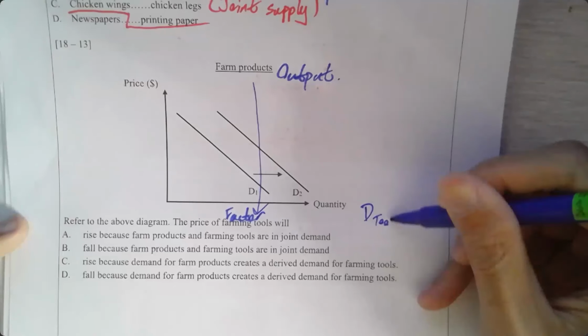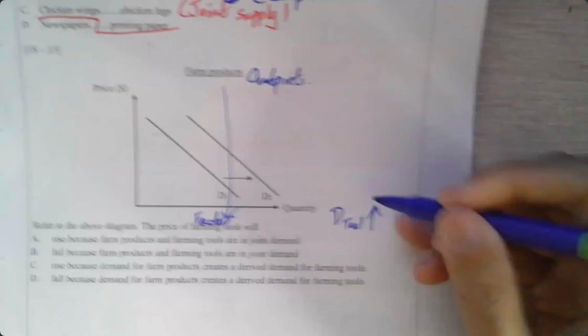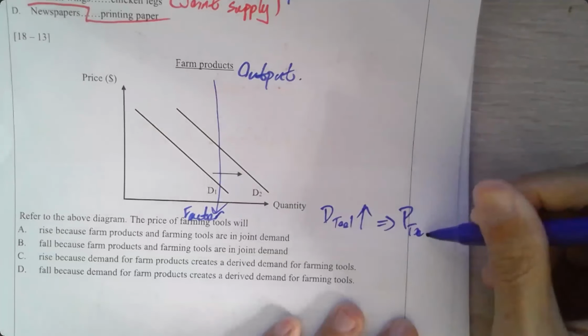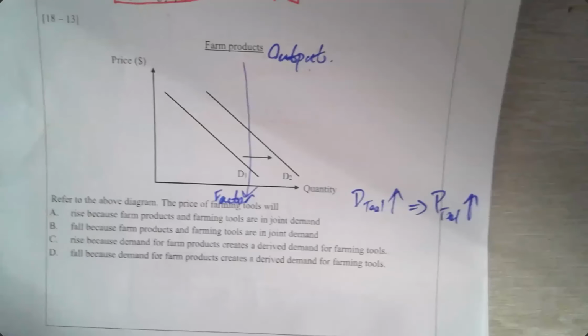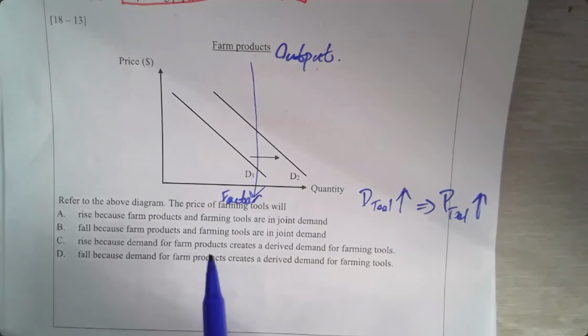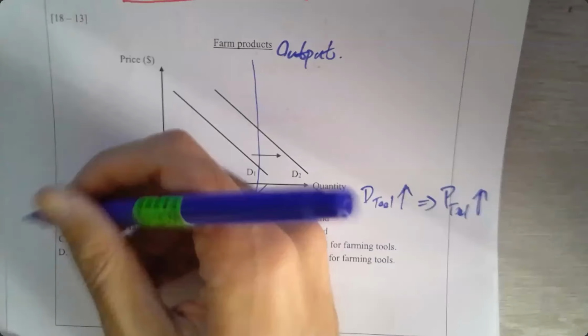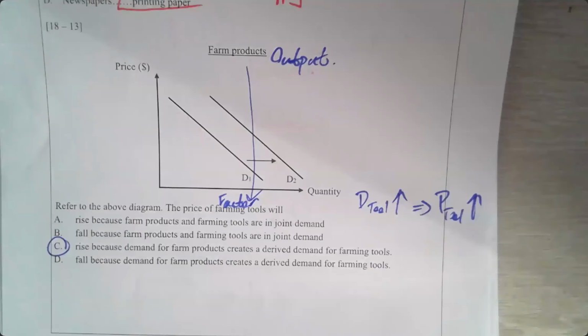Demand for tool increases. 嗱，我哋未學嘅。When demand increases, price of tool would also increase. Okay, would rise because demand for farm products creates a derived demand for farming tools. Exactly the answer we want. Okay, 好嘛？So boys, these are the factors affecting demand.